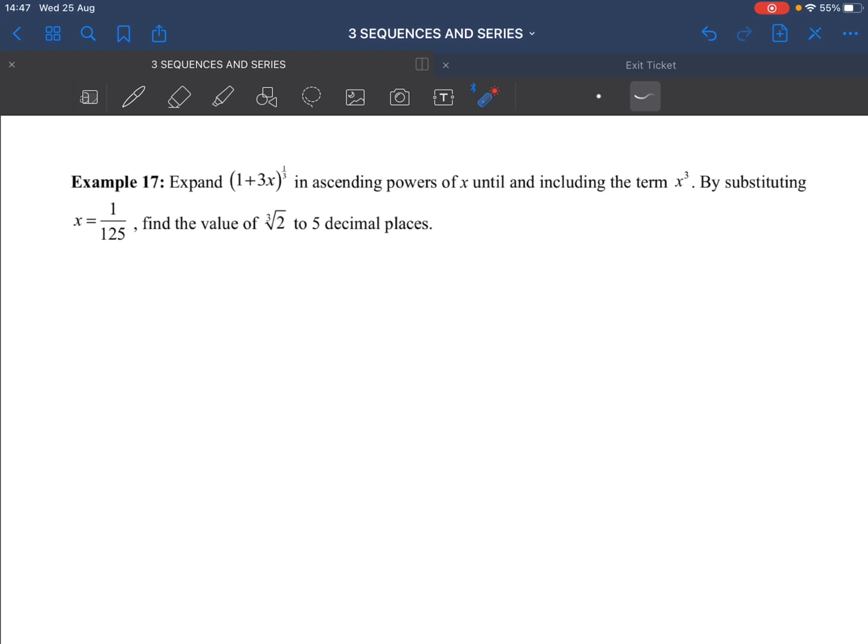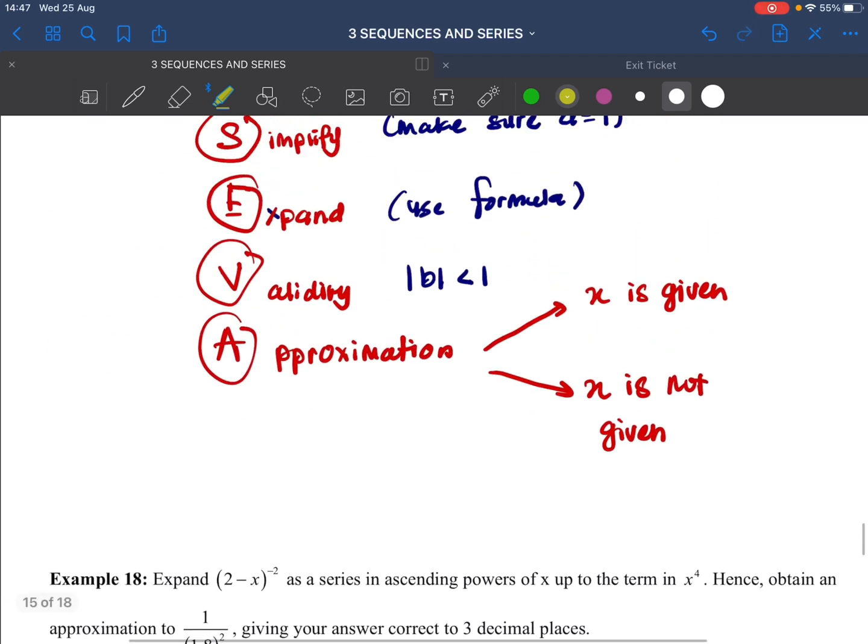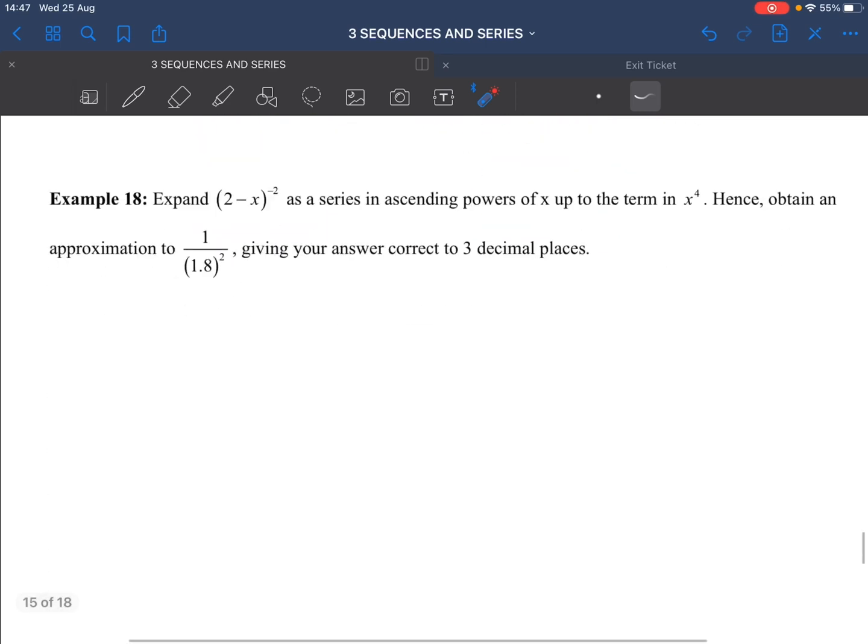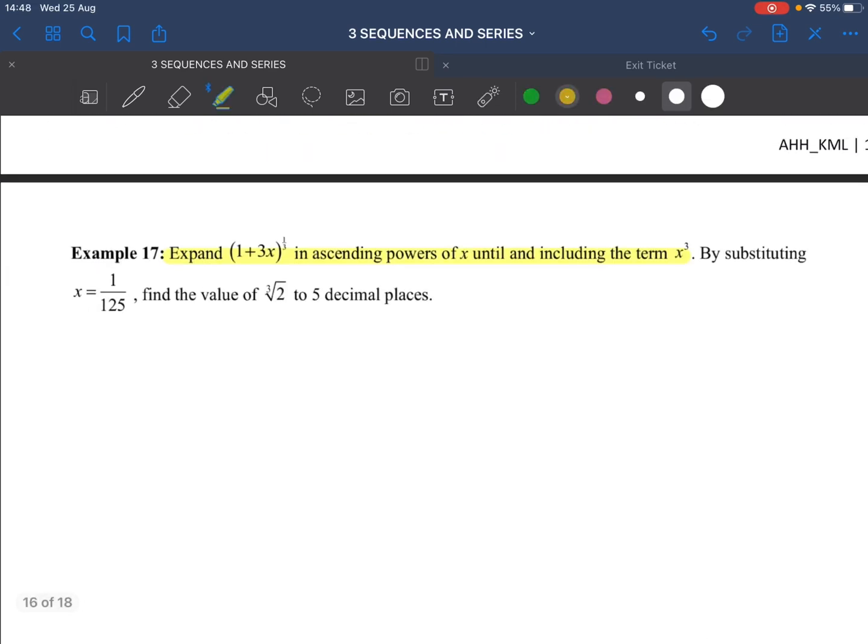So the first part is expand 1 plus 3x to the power of 1 over 3. So we know that we have to use the formula. Okay, so this is the first part, including the term x cube. So sampai x cube sahaja. Okay, so by substituting x equals to 1 over 125, so we know that here your x is given. Okay, nanti kita akan pergi dekat situ. So the second question kat sini ialah by substituting x equals to 1 over 125, find the value of cube root 2. So that is the real question. Okay, to 5 decimal place. Okay, itu soalan kita yang kita nak cari.